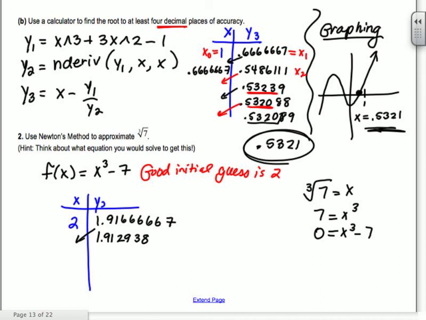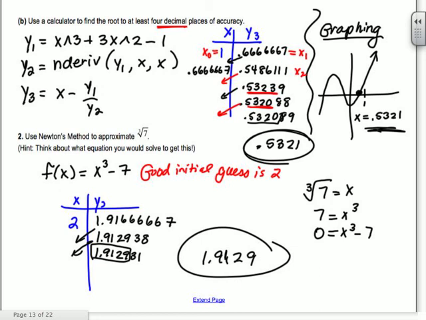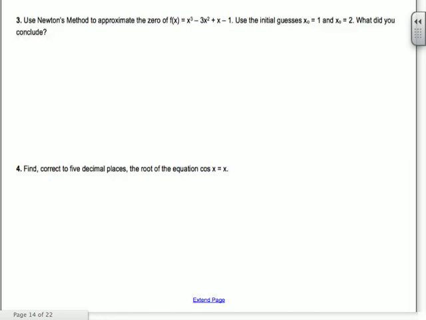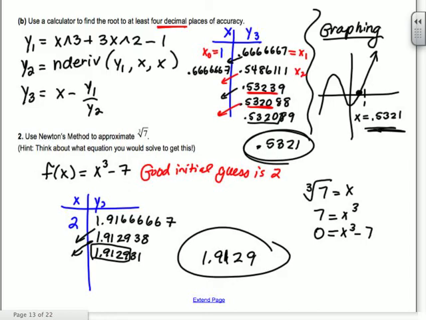All right, so next one. 1.912938. Then 1.912931. Okay, let's say we want to get 4 decimal places in common. Are we there? Oh yeah, we are. Good. I just randomly said that, so 1.9129. That's what your homework says, 4 decimal places. Okay, making sense? Yeah. All right.